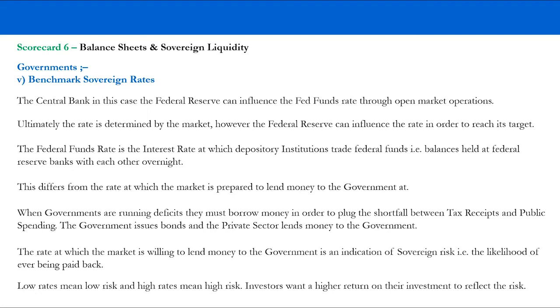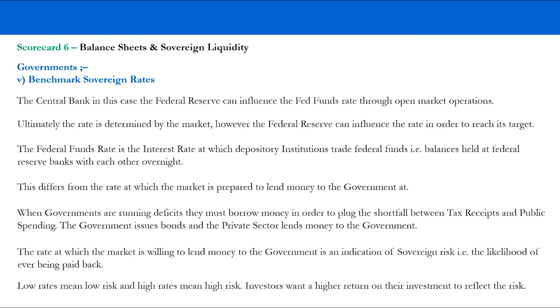In our foundation, we looked at the Fed funds rate. We looked at the Fed funds rate earlier when we were looking at interest rates in the United States. The Fed funds rate is a different variable, a different mechanism to benchmark sovereign rates. The central bank, in this case the Federal Reserve, as we've already seen previously, can influence the Fed funds rate through open market operations, so the buying and selling of bonds. Ultimately, the rate, though, is determined by the market. However, the Fed can influence the rate in order to reach their predetermined interest rate target.